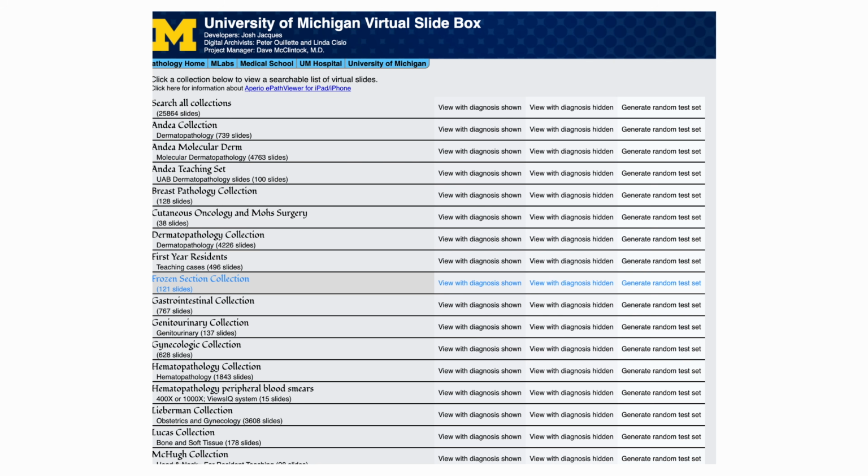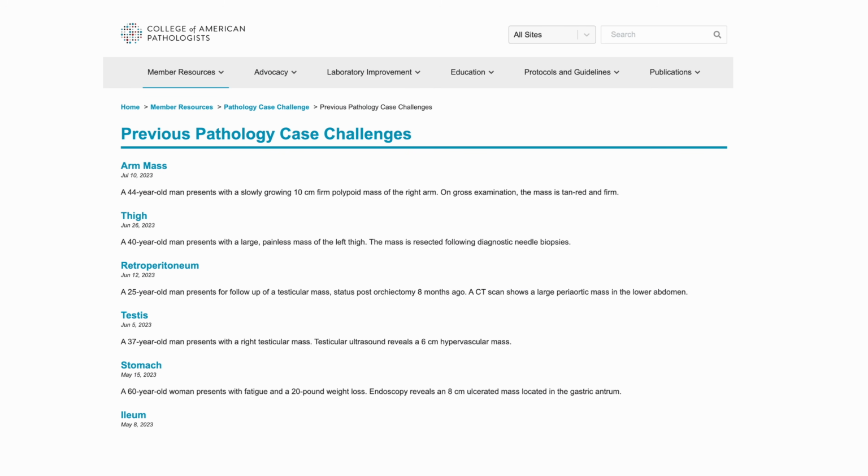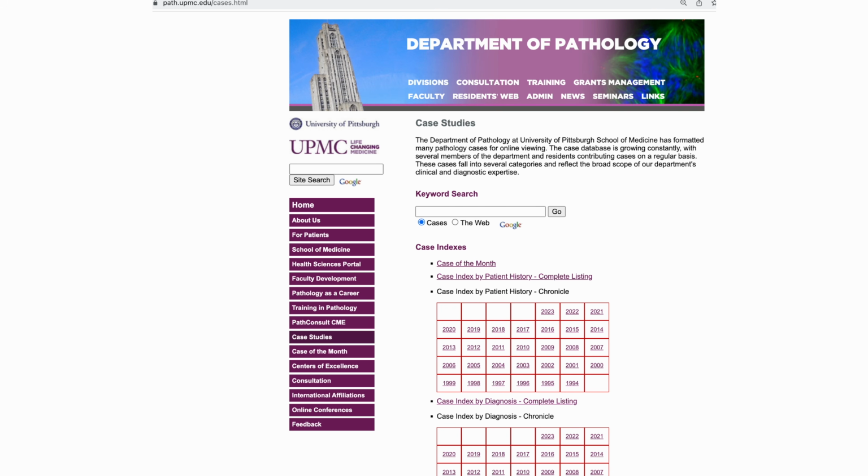Another one is the University of Michigan Virtual Slide Box. This has lots of collections, as you can see here. Another one that I found useful is CAP's monthly case challenges. This has great clinical details of those conditions and also very nice virtual slides. There is also the case index from the University of Pittsburgh, Department of Pathology. It has lots of cases of the month.